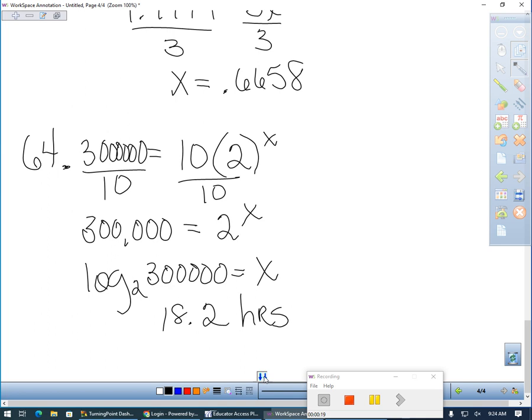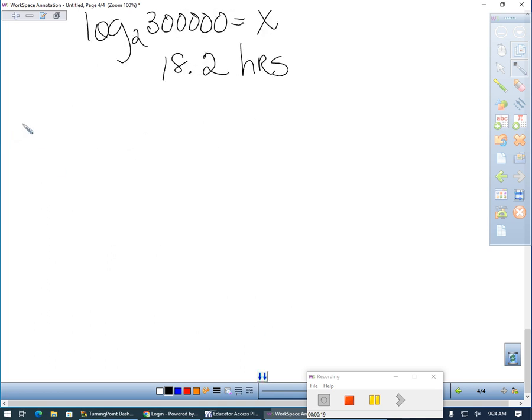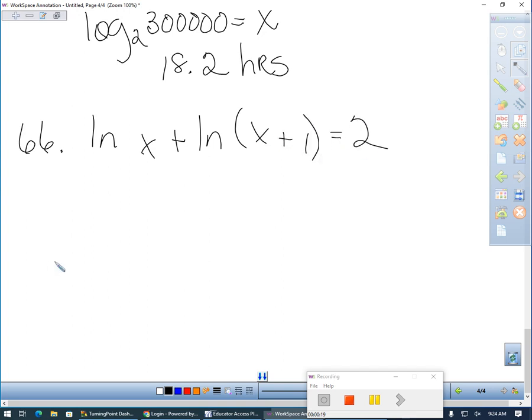Number 66. This is the last section we were working with. For number 66, we have the natural log of x plus the natural log of x plus 1 equals 2. In the log world, the natural log world is exactly the same. When we add, we really multiply. So I have the natural log of x times x plus 1 equals 2. To get rid of natural log, I have to raise it from the base of e. E and natural log cancel.